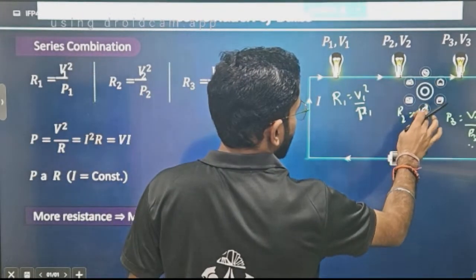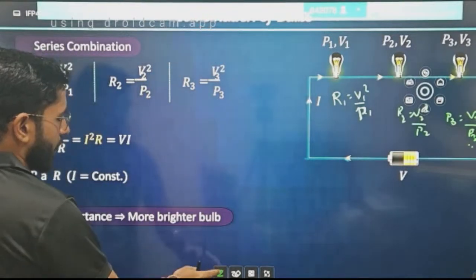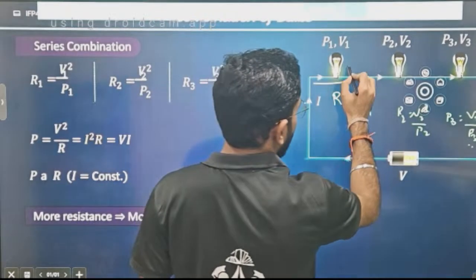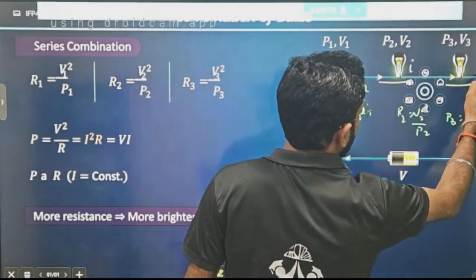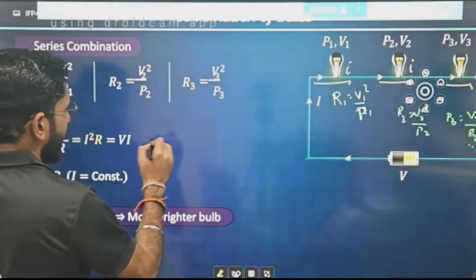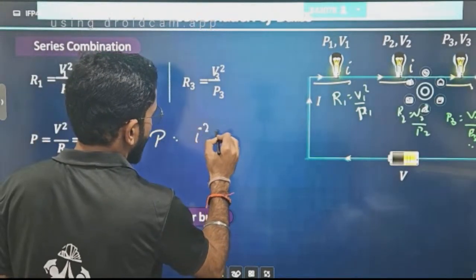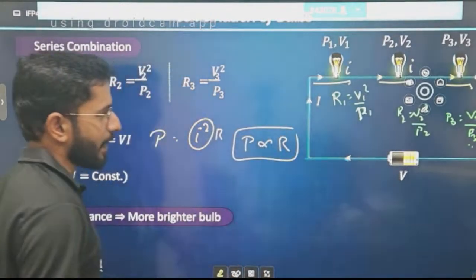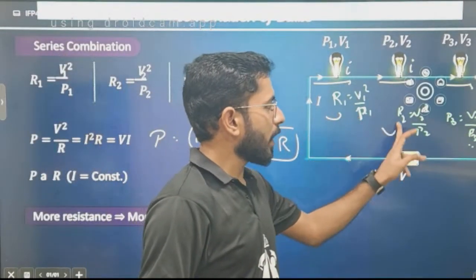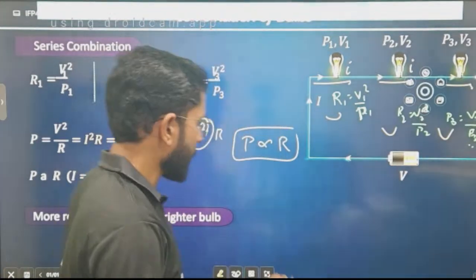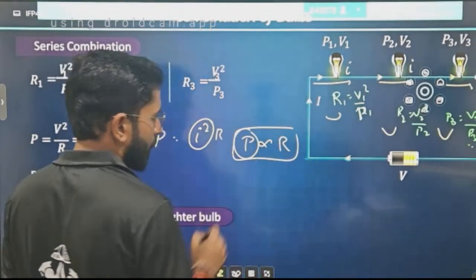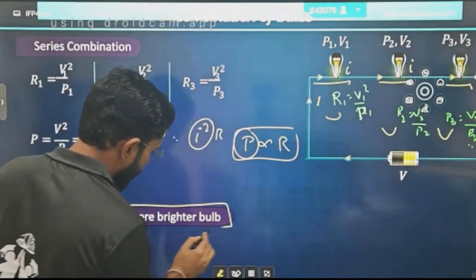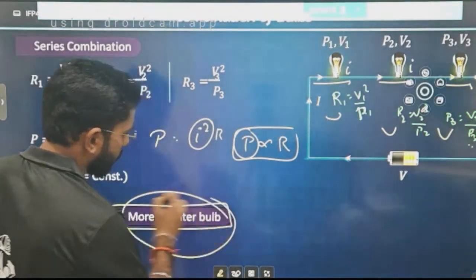Then what will you do? Then you will calculate what is constant among them. I can say it is a series combination, that means the current flowing through all these 3 is constant. I will pick that constant and write power as I square R. I is constant everywhere. That means power is directly proportional to the resistance. Whichever of R1, R2, R3 has a higher resistance, its power will be more, and the one with more resistance will have more power, that means the bulb will glow brighter.